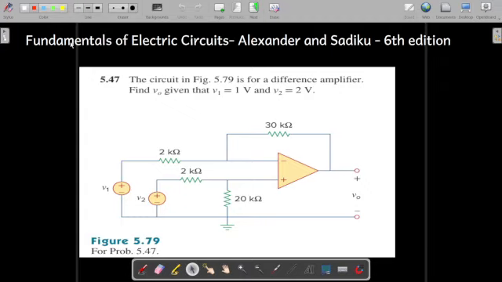Hello everybody, now we are going to solve problem number 5.47 from Fundamentals of Electric Circuits by Alexander and Sadiku, 6th edition. So this problem is for a difference amplifier. We need to find this V0 for the given voltages V1 and V2 as 1 volt and 2 volts respectively. So this is a difference amplifier, so we know the formula for this.